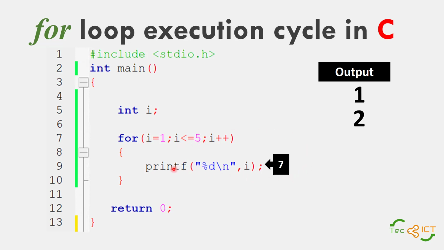7. Again, the program prints the value of I, which is 2. 8th step. Again, I is incremented. Now I becomes 3.